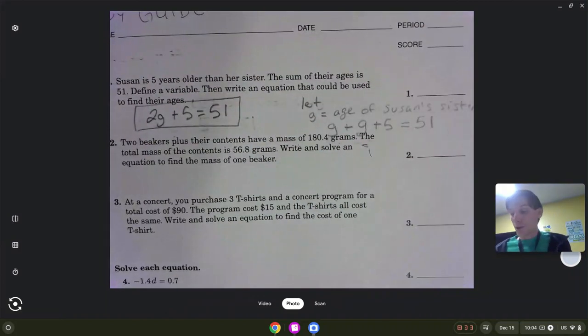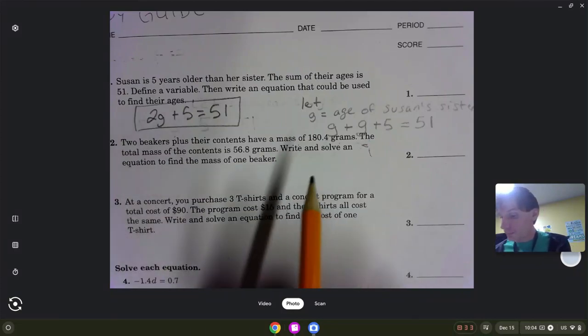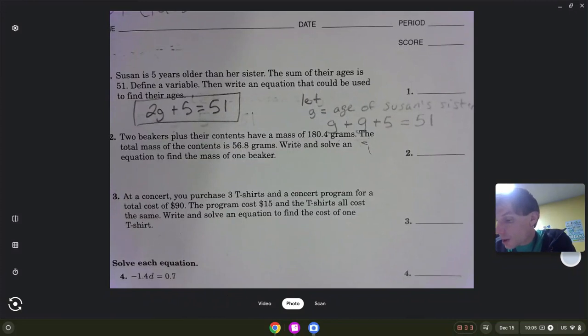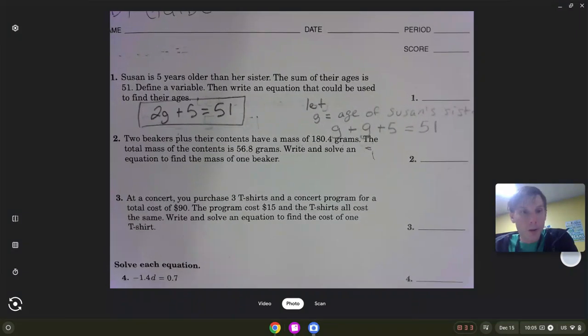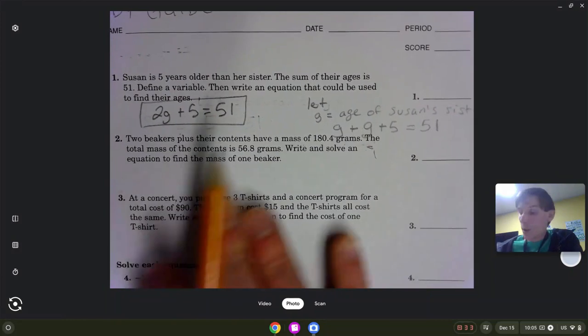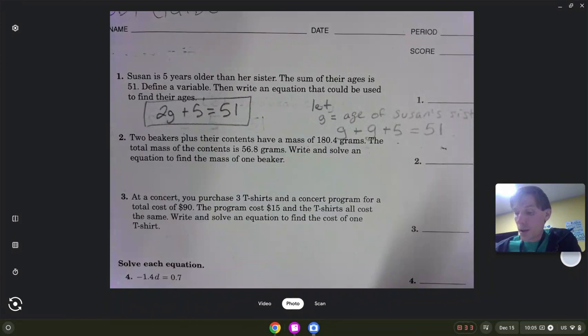Great. So number 2 here, it states, 2 beakers plus their contents have a mass of 180.4 grams. The total mass of the contents is 56.8 grams. Write and solve an equation to find the mass of one beaker. Okay, so we've got 2 beakers, and together with their contents they have a mass of 180.4 grams.